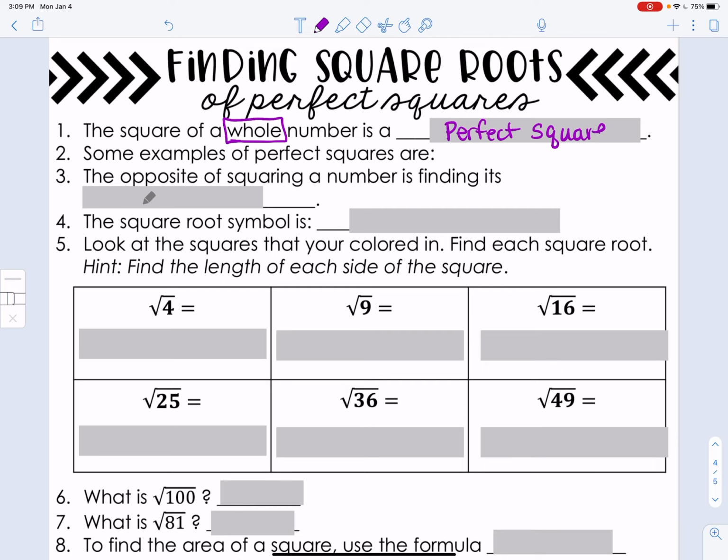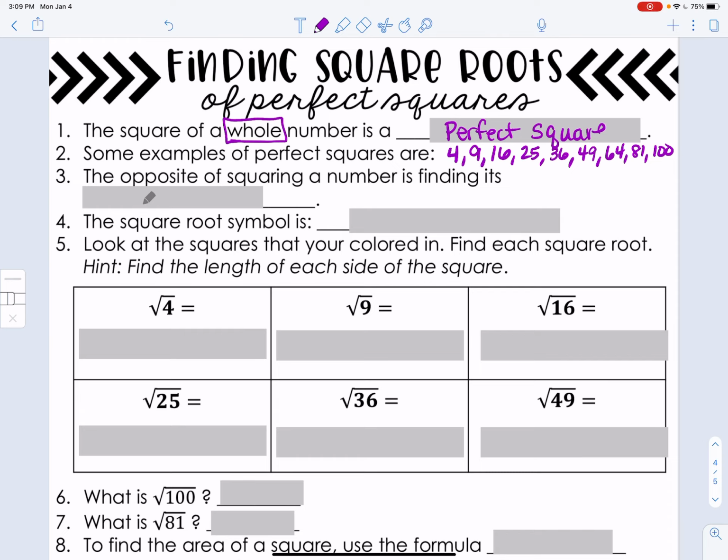Well, let's try 2 times 2, 4. That's an example. 3 times 3, 9. 4 times 4, 16. 5 times 5, 25. 6 times 6, 36. 7 times 7, 49. 8 times 8, 64. 9 times 9, 81. And 100. That takes you to the perfect squares all the way up to 10 squared.